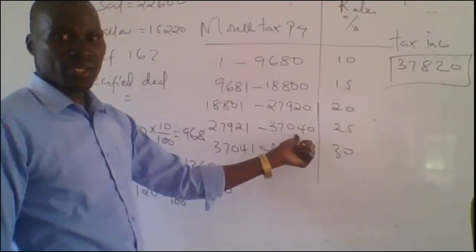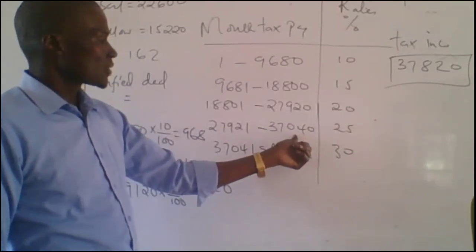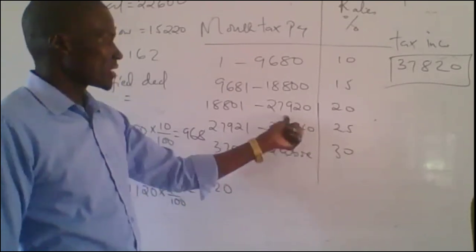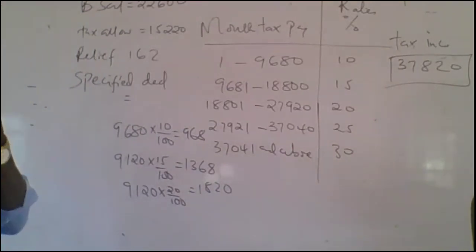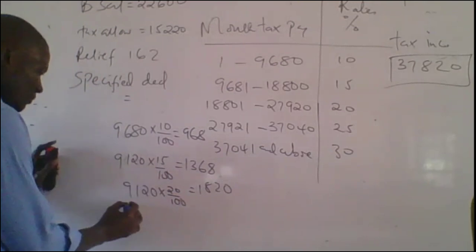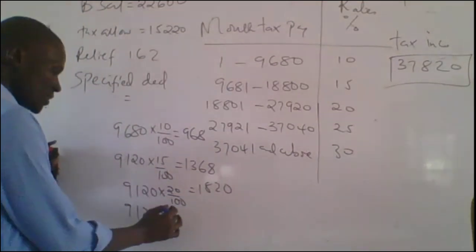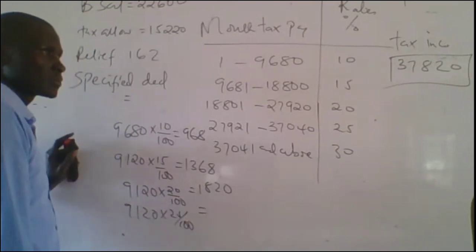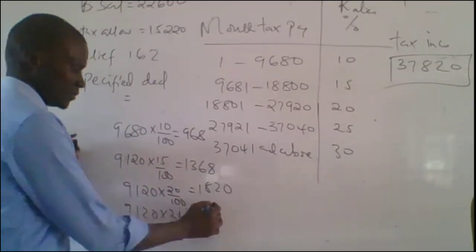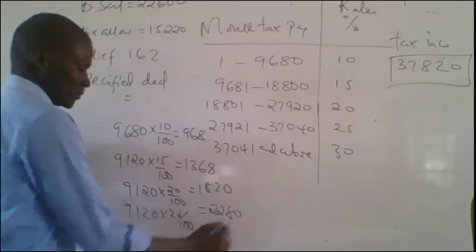So we come into this, right? Yes. So this one, subtract 37,040 minus 27,920. That gives 9,120. 9,120 times now 25%. 25 divided by 100 gives us 2,280. Correct.